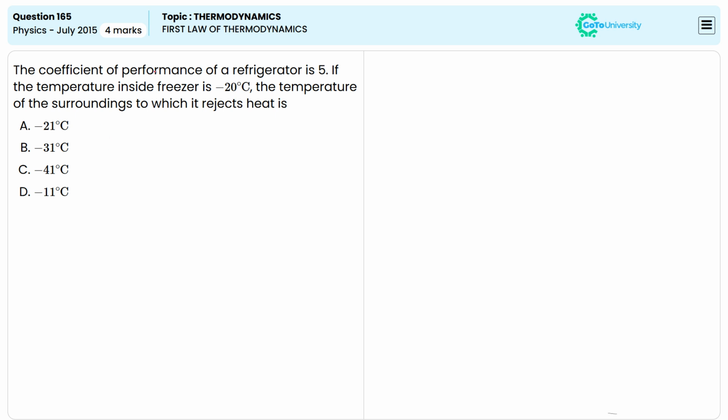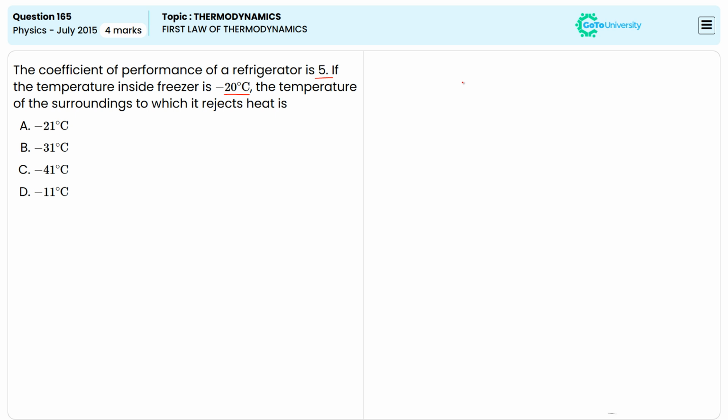The coefficient of performance, that is COP, of a refrigerator is 5. If the temperature inside a freezer is minus 20 degrees centigrade, what is the temperature of the surrounding to which it rejects heat? In the options, everything is given in terms of minus because the heat is rejected from the system for that reason. Okay.